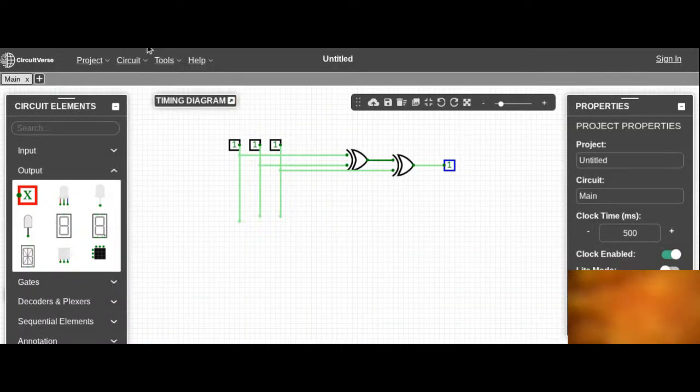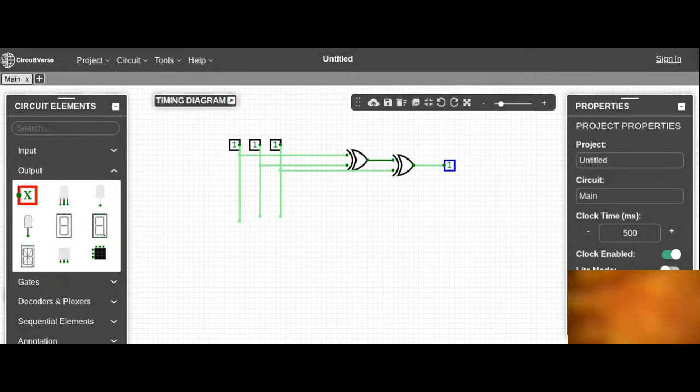So wait a sec, I think you cannot see the screen. Yeah, now you see the screen.